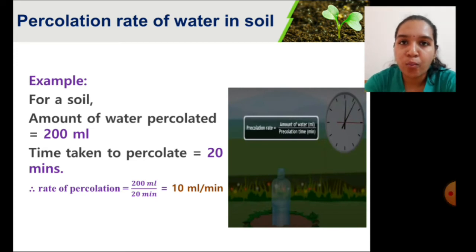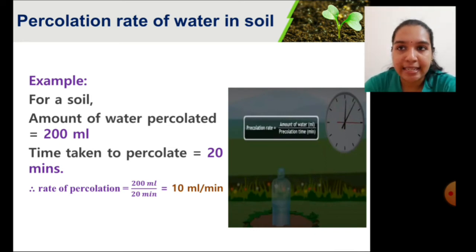Here we have one example to calculate percolation rate, where given amount of water is equal to 200 milliliters and the time taken for percolation is equal to 20 minutes. So, according to the rate of percolation, as per the formula, it is amount of water divided by the time taken for percolation. The amount of water which has been percolated divided by the time taken for percolation.